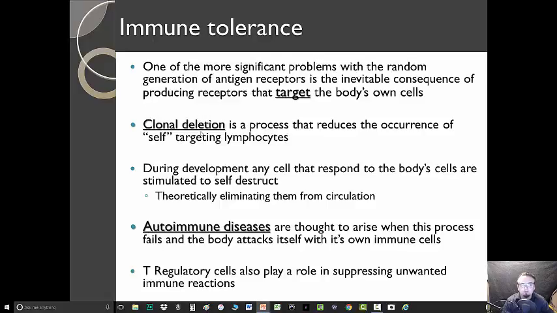So clonal deletion is a process by which we prevent that. Ultimately, before the cells become fully mature, they are essentially tested out, so to speak. And this happens during development in the bone marrow for B cells and in the thymus for T cells. If any cell in that area responds too heavily to the body's own molecules there, then that cell is clonally deleted, meaning it's removed before it enters full maturation or enters into circulation.